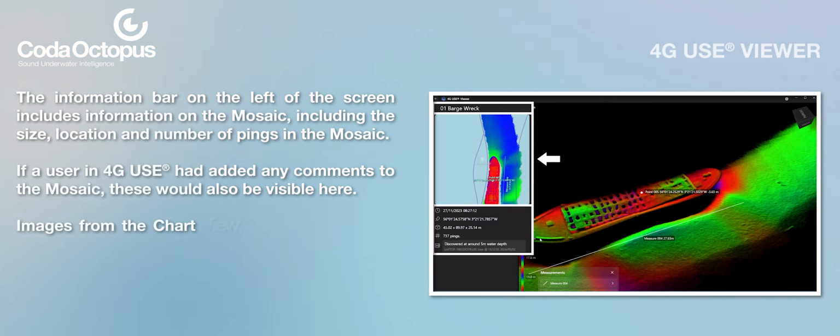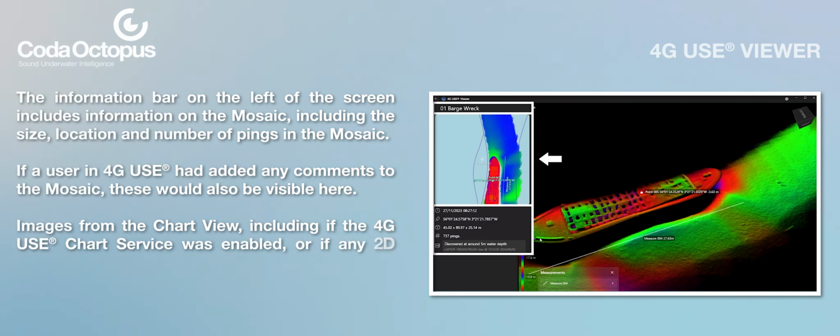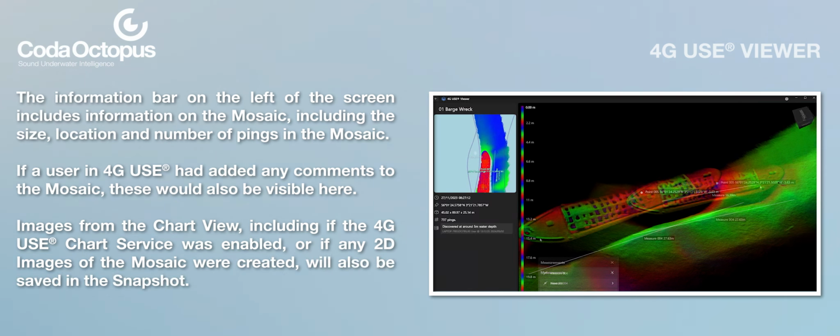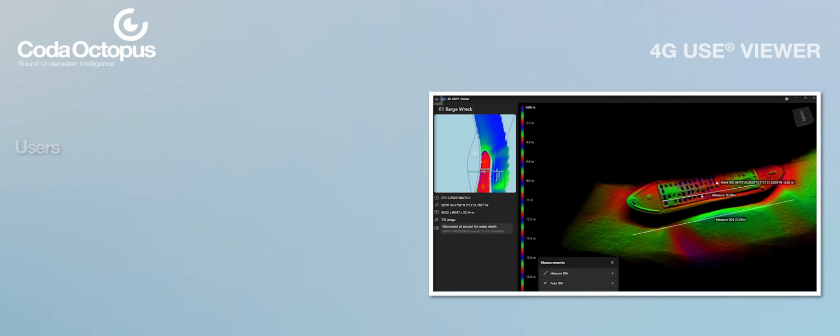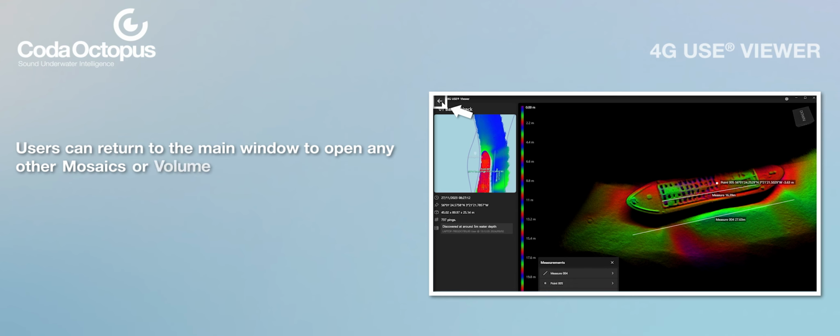Images from the chart view, including if the 4G Use chart service was enabled, or if any 2D images of the mosaic were created, will also be saved in the snapshot. Users can return to the main window to open any other mosaics or volume models included in the snapshot file.